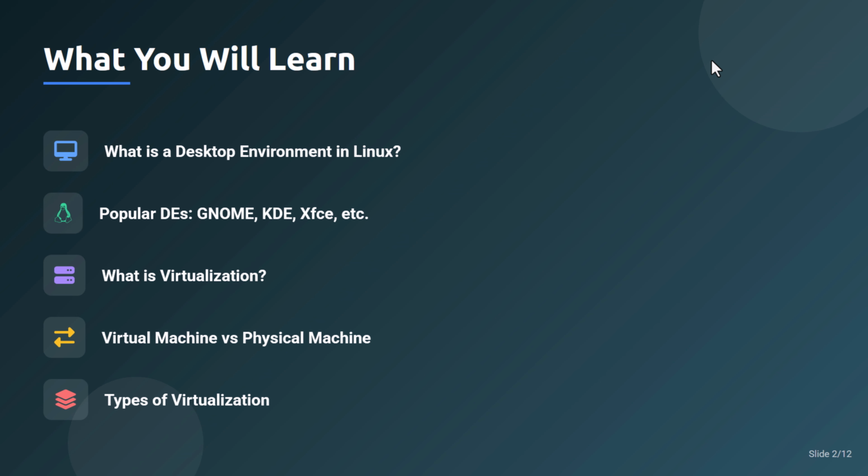Then we will explore some popular desktop environments like GNOME, KDE Plasma, Xfce and LXQt. After that, what is virtualization? In simple terms, creating a virtual computer using software. We will also compare a virtual machine versus a physical machine. How are they different? And finally, we will look at the different types of virtualization. Let's explore each step together.